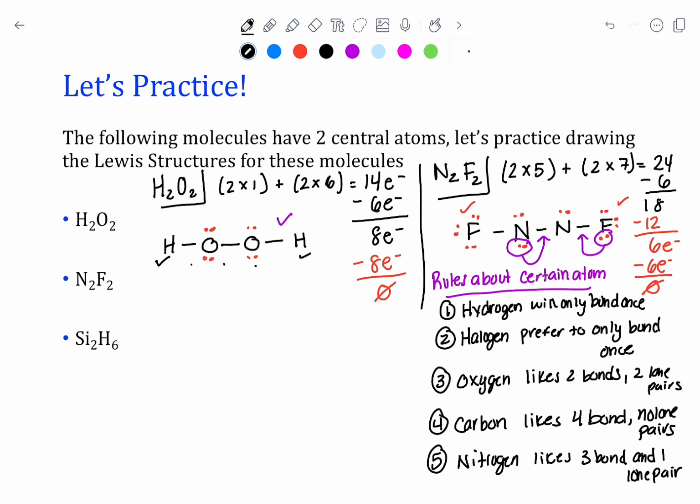Okay, so oxygen likes 2 bonds, 2 lone pairs, nitrogen likes 3 bonds, 1 lone pair, and carbon likes 4 bonds, no lone pairs. You'll notice that they are in a specific order on your periodic table that expresses that, because halogens prefer to only bond once, and that means that they have 3 lone pairs.